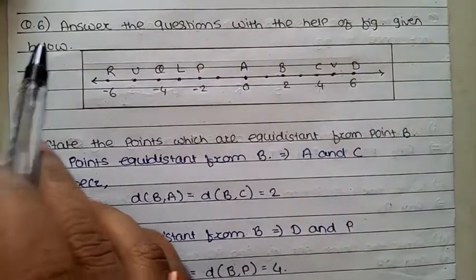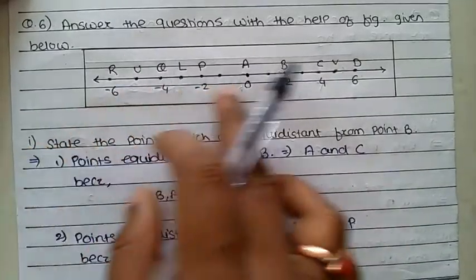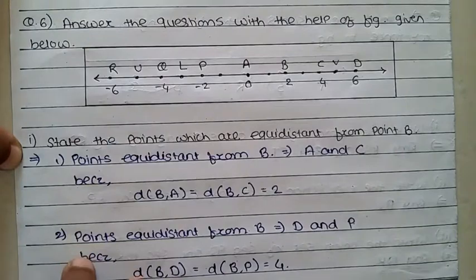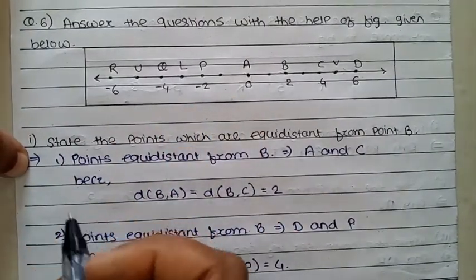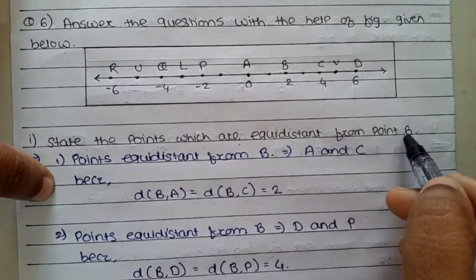question number 6. Answer the question with the help of the figure given below. Okay, this is a figure, this is a number line. So we have to answer the following questions according to this figure. Okay, state the points which are equidistant from point B.